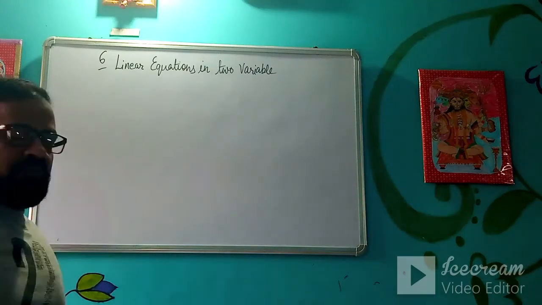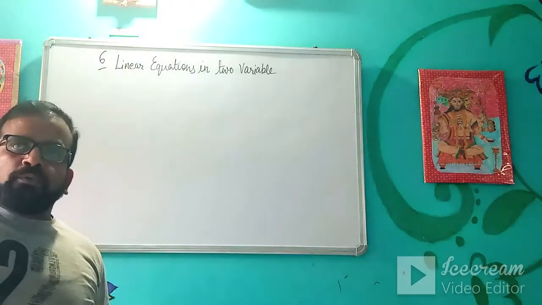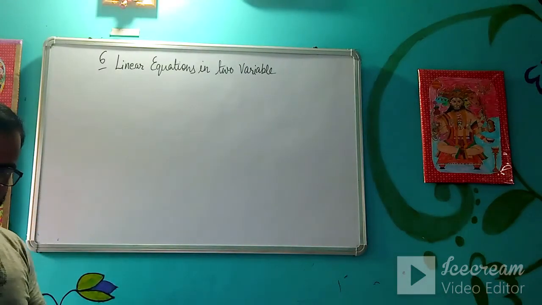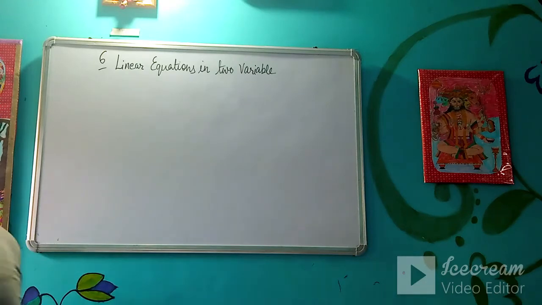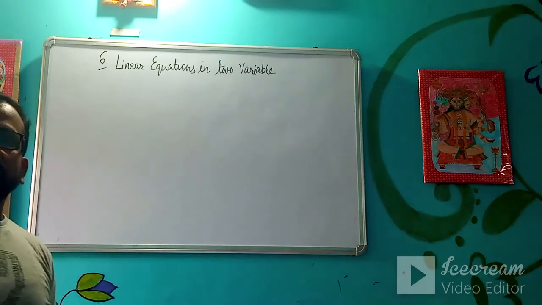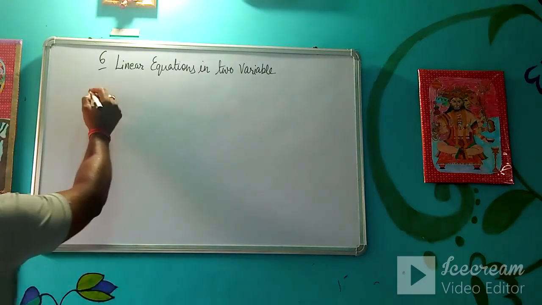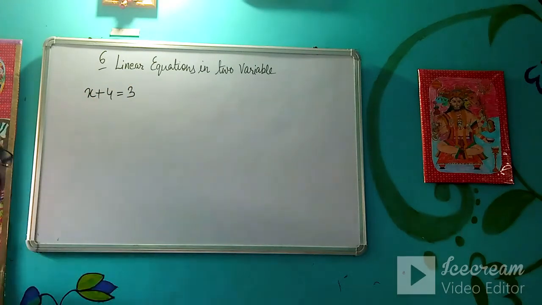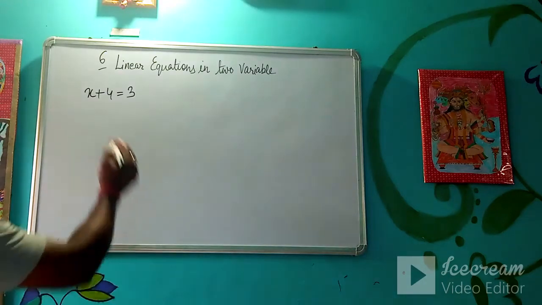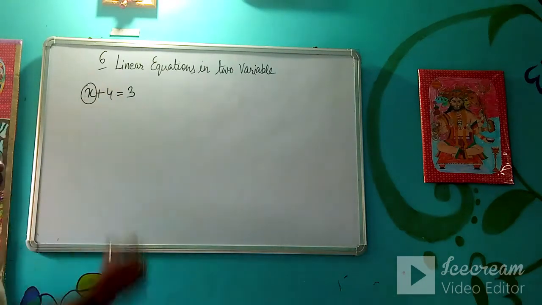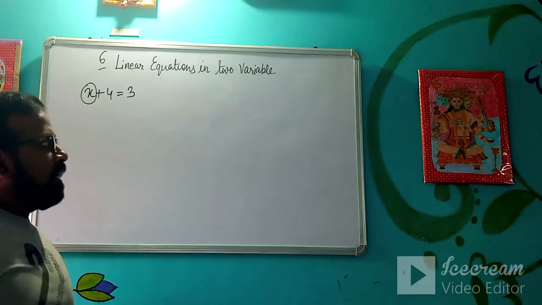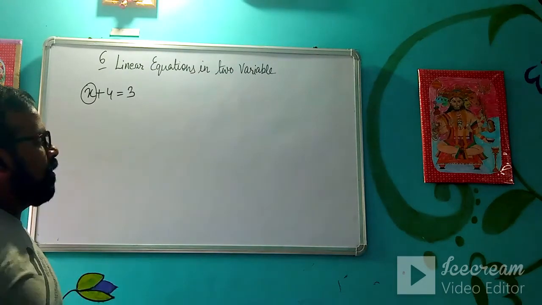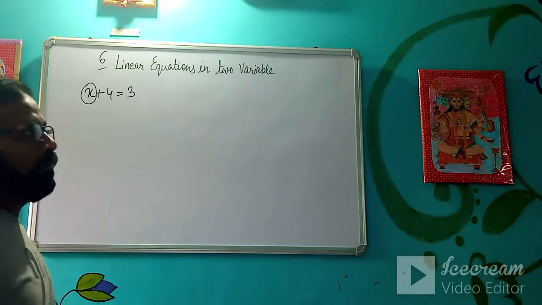So we have finished with the chapter factorization. Now today we will start with a new chapter, linear equations in two variables. Till class 8th we have studied linear equations in one variable, that was of the form, suppose, x plus 4 is equal to 3. In these types of equations only one variable was involved, that is x or y or z. Now in this chapter we will discuss how to solve linear equations in two variables.